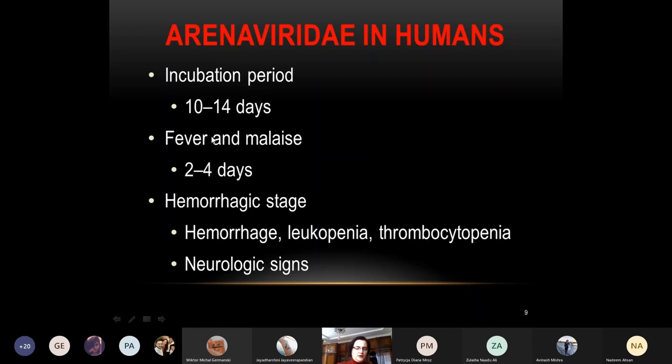Incubation period for arenaviruses is typically between 10 to 14 days. Disease onset begins with a fever and general malaise, as you see, for 2 to 4 days. Most patients with Lassa fever will recover following this stage. However, those infected with Latin American hemorrhagic fevers typically progress to more severe symptoms. The hemorrhagic state of the disease quickly follows and leads to hemorrhages, neurological signs, leukopenia, and thrombocytopenia.